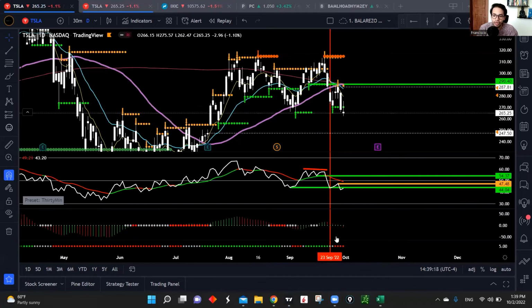Now you can see right here that the structure of the moving averages is starting to turn negative. You can see that the momentum in the squeeze is starting to go below that zero line, and you can also see right here that we're starting to break below these lows of support here.